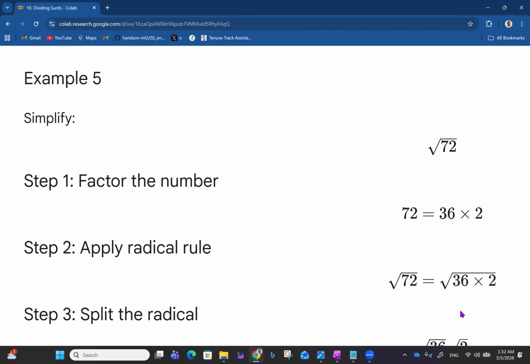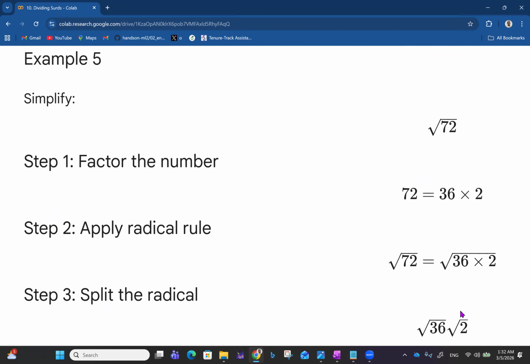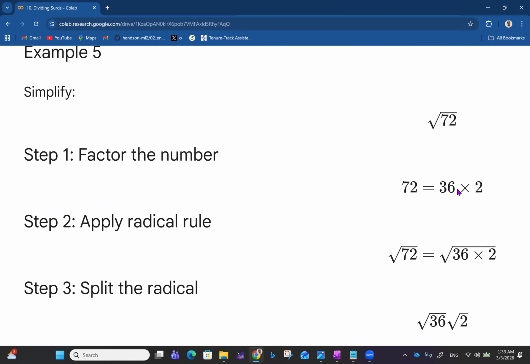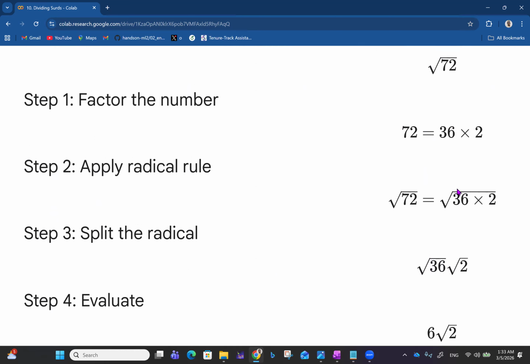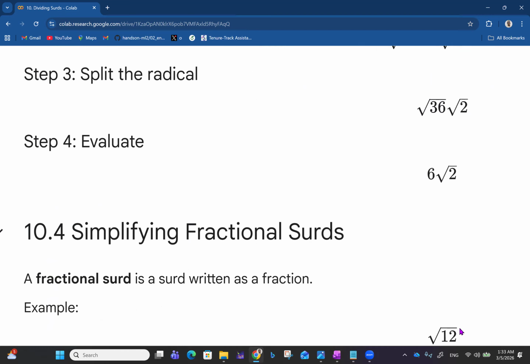So going forward, we can also have root 72. For root 72, the biggest square factor is 36. So you have root 36 times root 2, that's 6 root 2 easily.